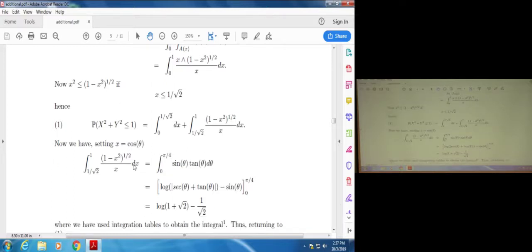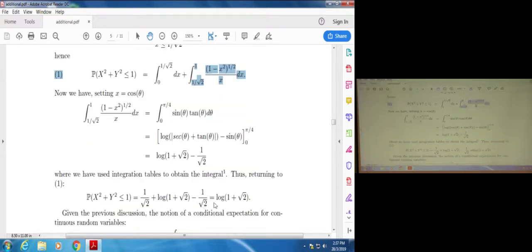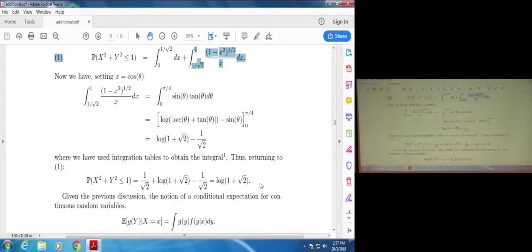And so basically the conclusion is that this integral here is log of 1 plus root 2, minus 1 over root 2. Okay, so the probability of interest is 1 over root 2 plus this, so I'm getting log of 1 plus root 2. Okay. All right, very good.